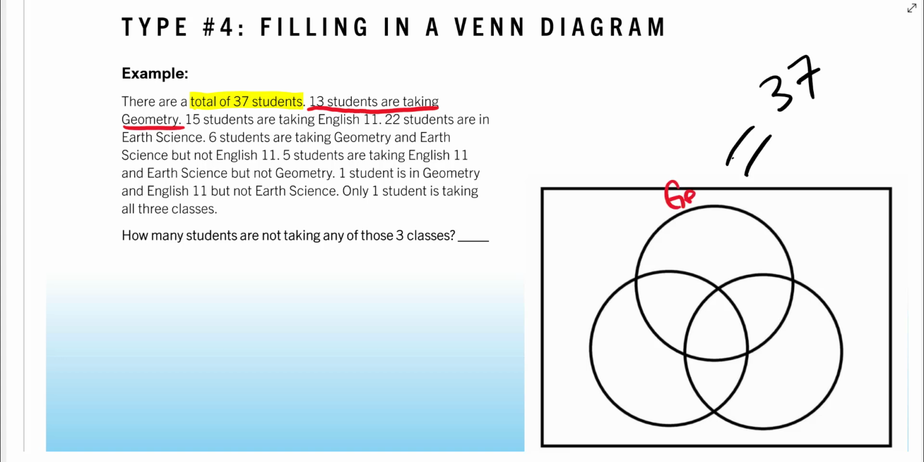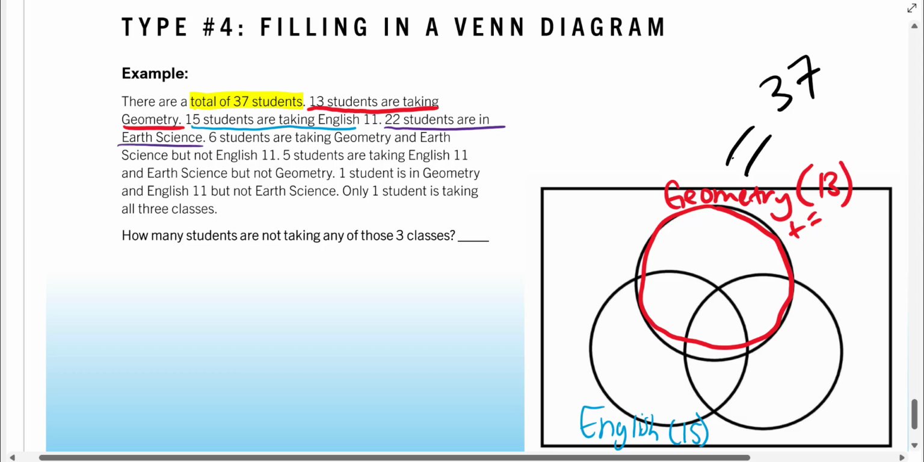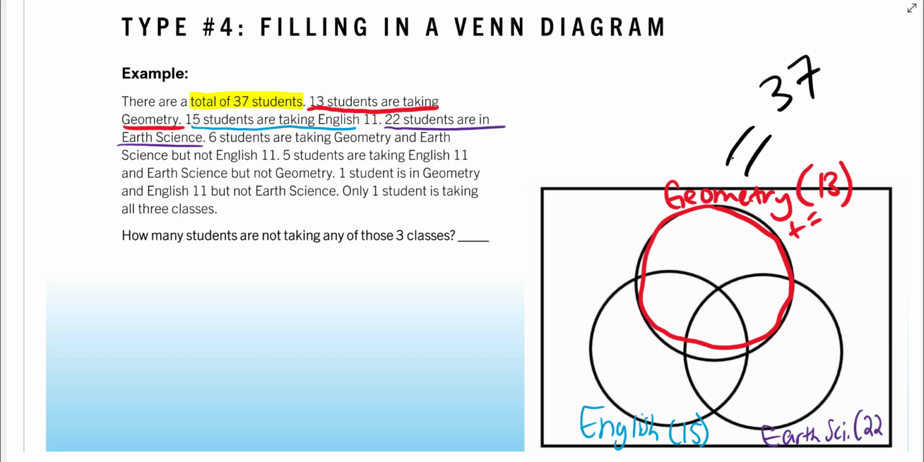So I'm going to put geometry here, and then parentheses 13. That means the whole circle is going to add to equal 13. Así significa que todo el círculo de geometría se suma a 13. No podemos poner 13 aquí. Este está malo. The next one says 15 students are taking English. I'm going to put English, parentheses 15. Then 22 students are in Earth Science. Earth Science, 22.